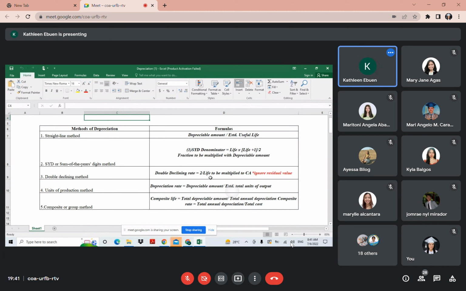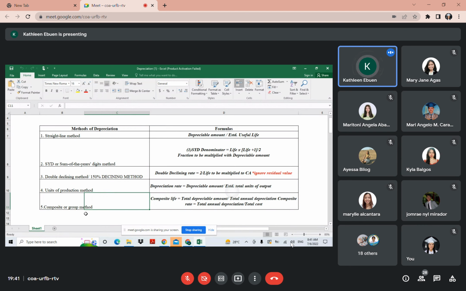Tapos, if 150%, okay, kapag 150% declining method, so ang formula niyan is 1.5 over life. So, ganun lang din siya. Nakuha? 1.5 over life. And then sa units of production method naman, kukunin natin yung depreciation rate, that is depreciable amount over the estimated total units of output.